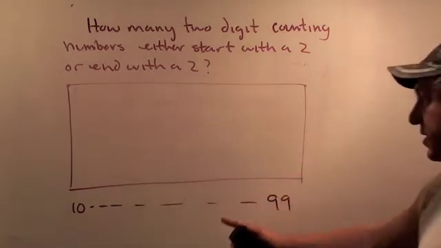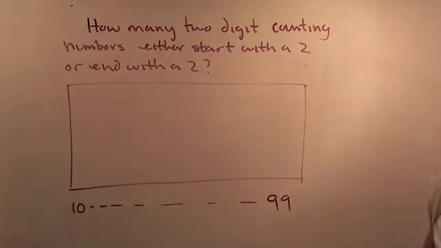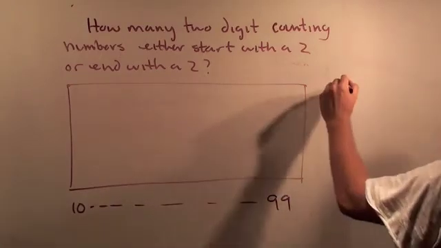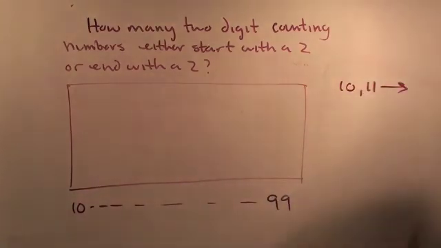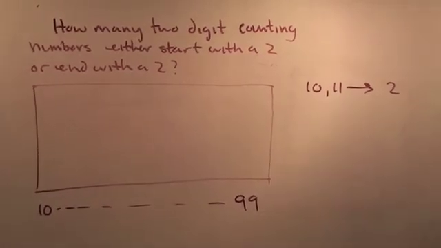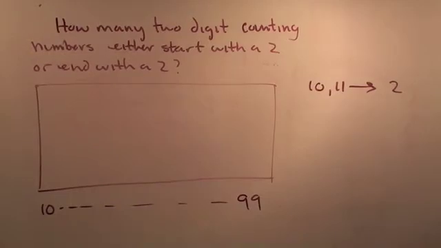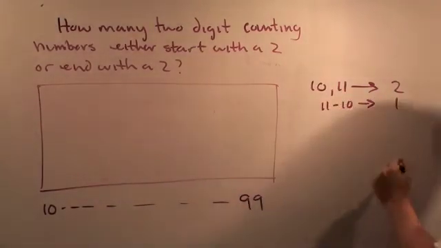So first we draw a box, but we have to figure out how many numbers go from 10 up to 99, which is not super simple to figure out, right? So if it was just 10 and 11, how many numbers are there? There's 2 numbers. Let me make sure this is on the camera. And what do I get when I subtract 11 minus 10? 11 minus 10 is 1.